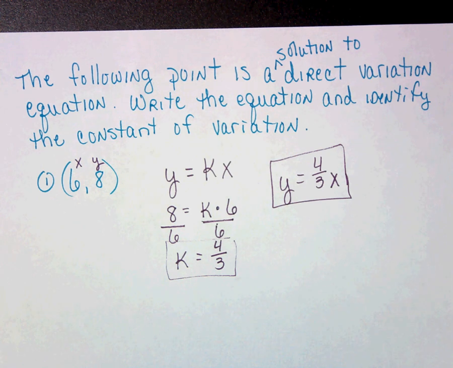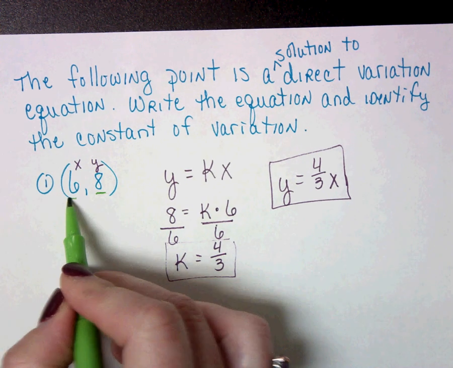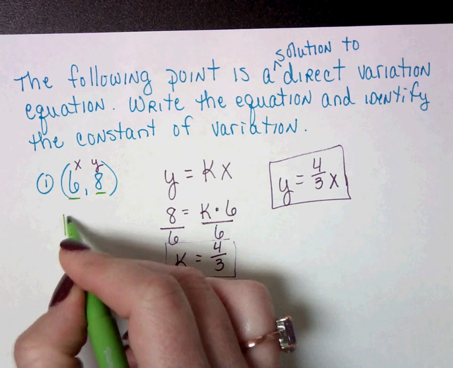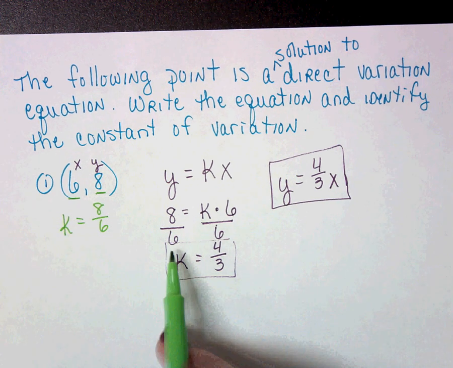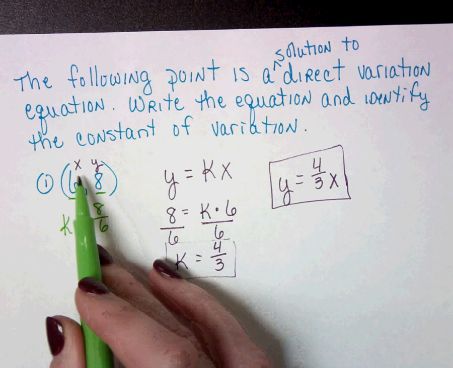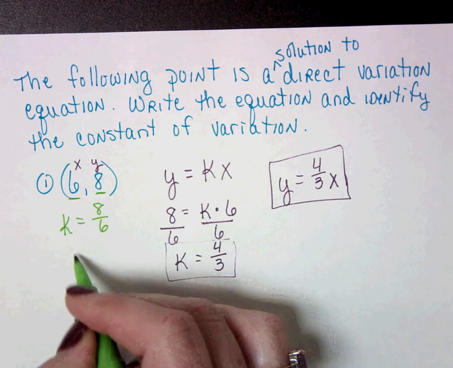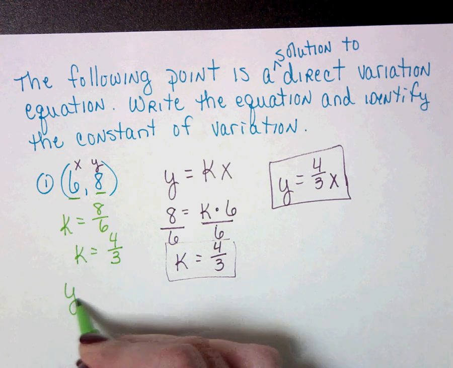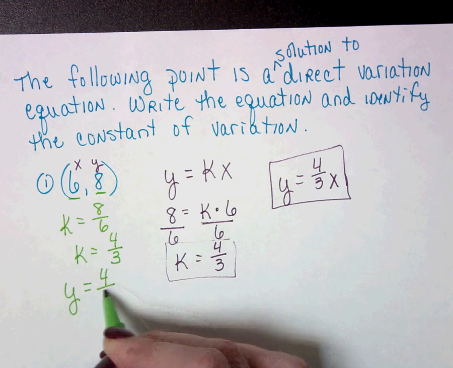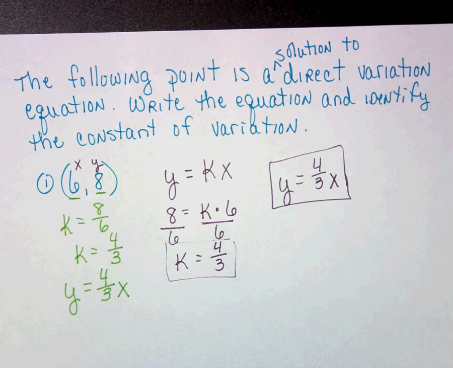We also know that if this is direct variation, the constant of variation is simply y over x, right? That's what we ended up getting when we solved this. So you can just quickly write y over x and simplify that to 4/3, and then we would still get the equation y equals 4/3 x. So just a quick, easy way, either way, to get the equation.